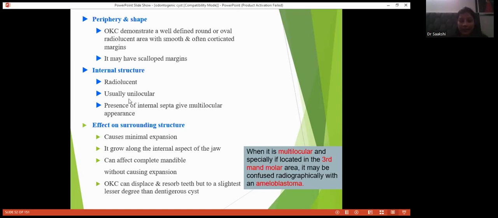Internally, it is mainly radiolucent. It is usually unilocular, and you may see the presence of internal septa, which gives a multilocular appearance. Now it causes minimal expansion. It grows along the internal aspects of the jaw.